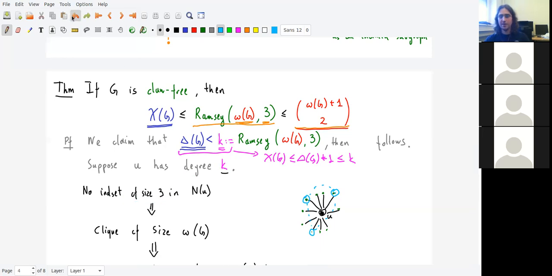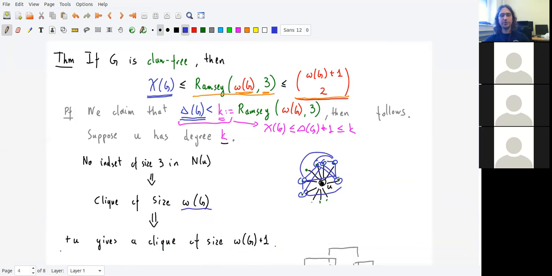If there is no independent set of size 3 in the neighborhood of U, this means that there is a large clique, right? I see here omega of G, by Ramsey's theorem, vertices that are pairwise adjacent. I will not draw all of them. But now I see a clique of size omega of G in the neighborhood. So if I now add U to this clique, I see a clique of size omega of G + 1 in the graph. But wait, omega of G was the largest size of a clique in my graph, so this is a contradiction, right? Good. So this is the whole proof. Just by Ramsey's theorem, if I have a bounded clique number in a claw-free graph, I also have a bounded degree.